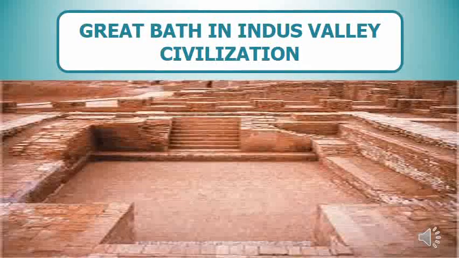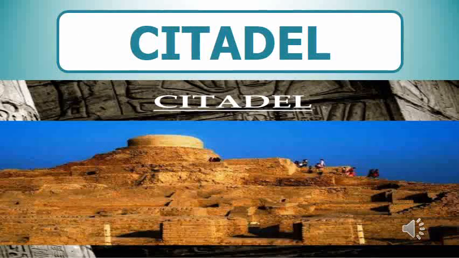Okay, so students, as you can see here in this slide, this is how the Great Bath looked like in Indus Valley Civilization. You can see clearly here, and I hope this was helpful for you in order to understand how the Great Bath was designed or how it looked like. So dear students, this is basically the citadel of Indus Valley Civilization. At the top place you can see, all the religious and administrative events used to take place here.